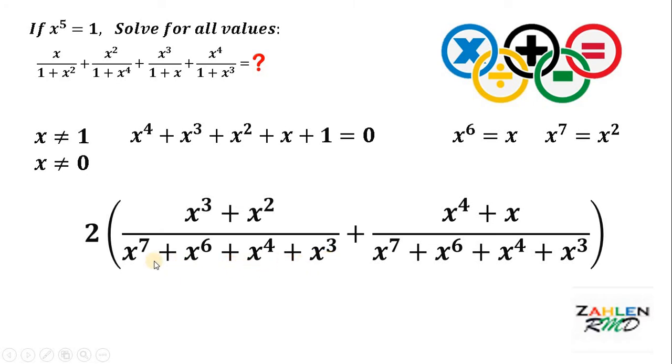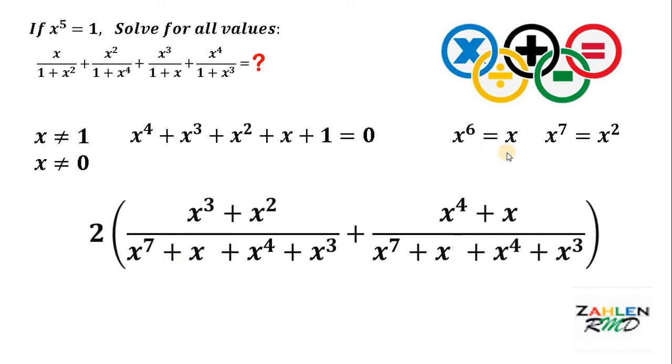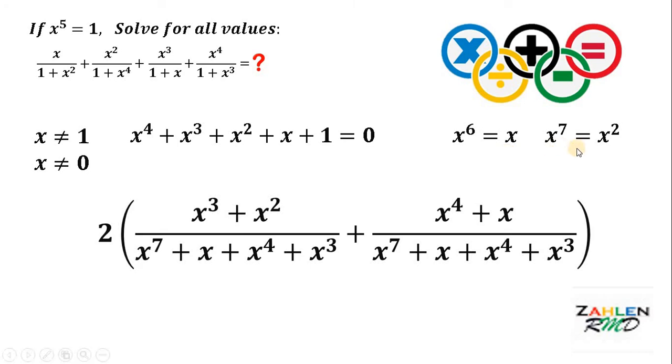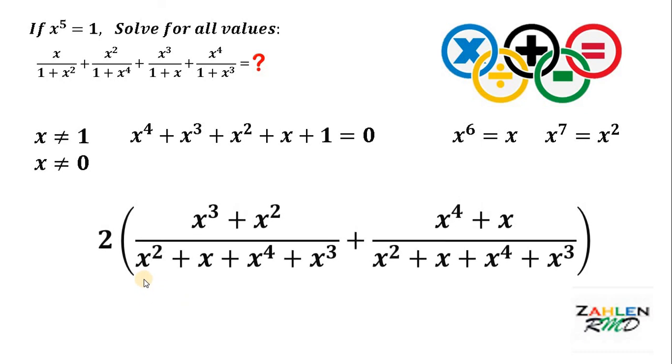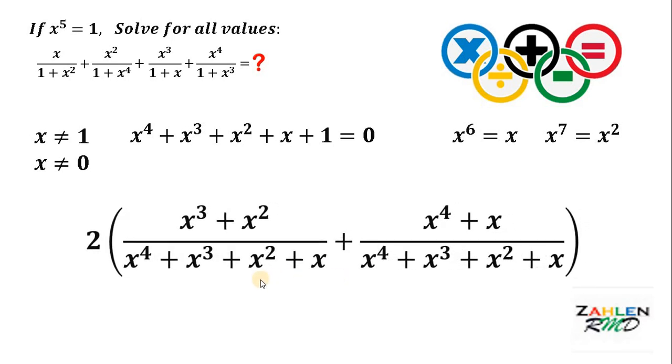Now again, take note that x raised to 6 is said to be x. So we can replace x raised to 6 with x. And x raised to 7 is x squared. So we can replace all x raised to 7 by x squared. Now rearrange the power of x in the denominator such that the power of x is in decreasing order. So we have x raised to the fourth power plus x cubed plus x squared plus x.